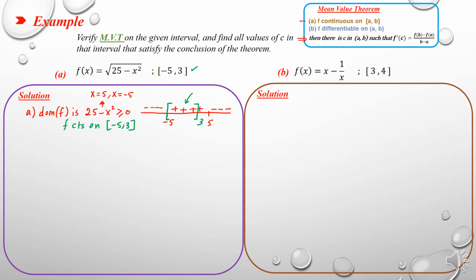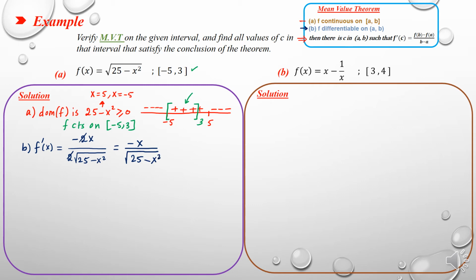Now the second condition for the mean value theorem, you have to check that f is differentiable on the open interval negative 5 to 3. So you have to find f prime of x, and f prime of x for a square root is the derivative of the inside function, negative 2x, divided by 2 multiplied by the same square root function, 25 minus x squared. By simplifying, you will get f prime equals negative x over square root of 25 minus x squared.